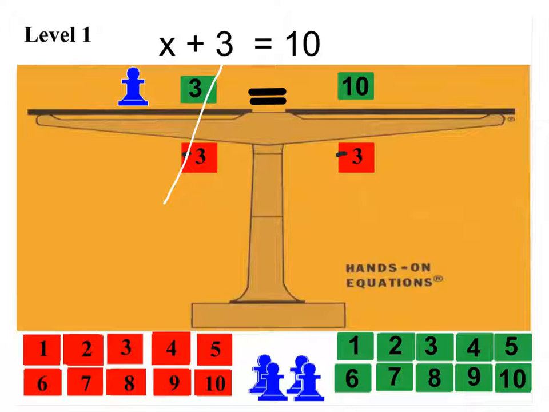So far so good. I've got x all by itself on the one side, but I've also got to figure out what I've got going on the other side. Now, 10 minus 3 adds up to make 7. So we're going to show that on the next slide.